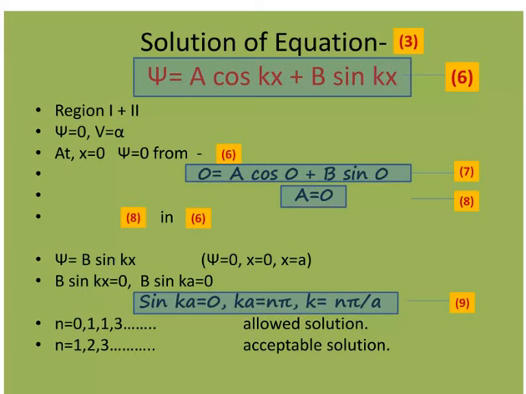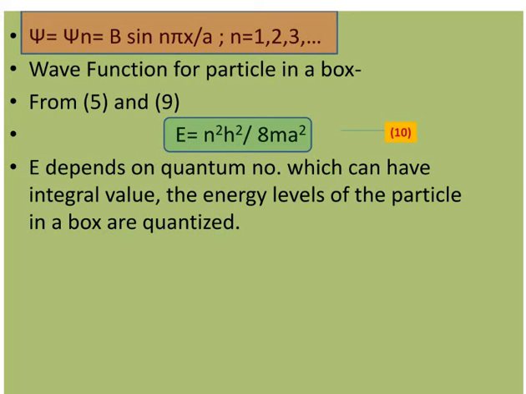Now in equation 6 you can see sin ka is equal to 0, ka is equal to n pi, k is equal to n pi by a. So n equal to 0 is not an allowed solution, n equal to 1, 2, 3 are acceptable solutions. Now you can see n is equal to 1 to 3. The energy for a particle in a box is equal to n square h square by 8 m a square. This is equation 10. Here you know the meaning of m, you know the meaning of a. E depends on the quantum number which can have integral values. The energy levels of the particle in a box are quantized.